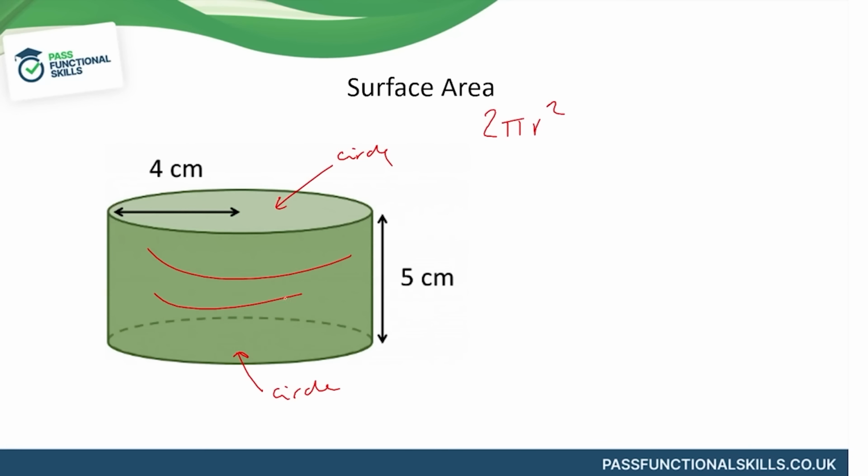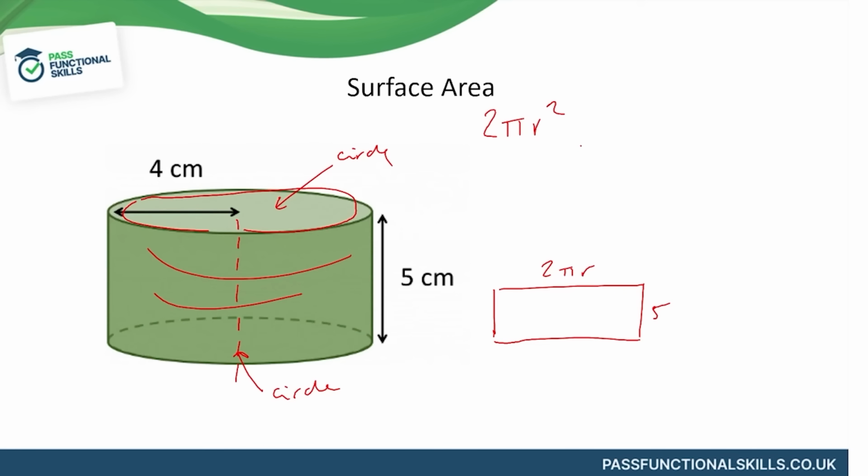Now the next time you have a used toilet roll, just cut it or just rip it and then fold it flat. And when you fold it flat, you'll see it turns into a rectangle. So if I were to cut down here and fold this flat, I'd have a rectangle which is 5 centimetres, and the other measurement would be the circumference of a circle. Now the formula for the circumference of a circle is 2 pi r.